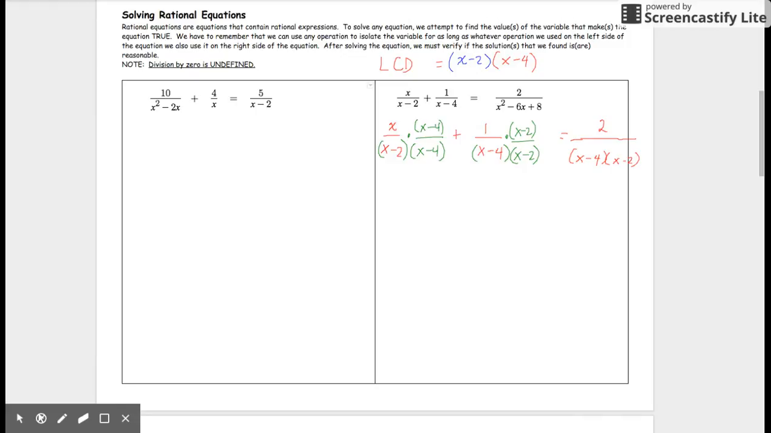And the last fraction here, we don't need to change anything. The denominator is already like the LCD. All right, so now this equation still looks very complicated. So what we want to do is eliminate the denominator. And we can do that by multiplying all of the terms in the equation by the LCD, which is x minus 2 times x minus 4.